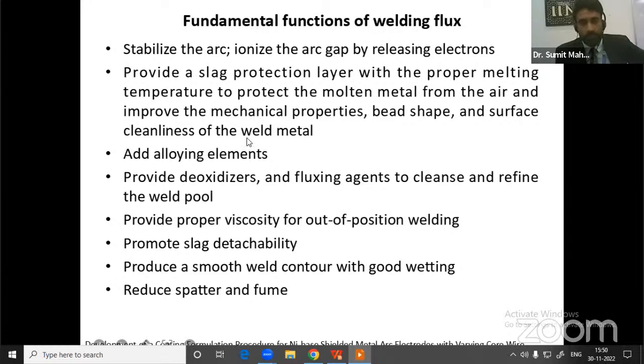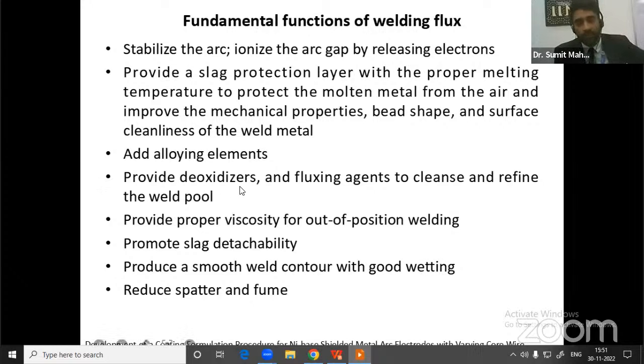These coatings can also be used to add alloying materials, because some materials do not have a sufficient amount of alloying elements to help save them from phenomena like corrosion. So we can add some chromium, nickel, or other alloying elements which will help provide a certain kind of protection to the materials.